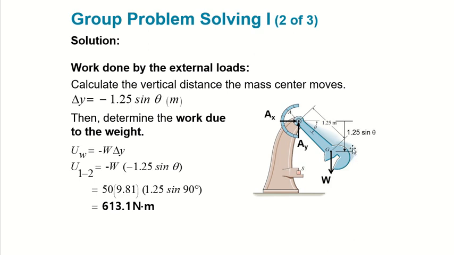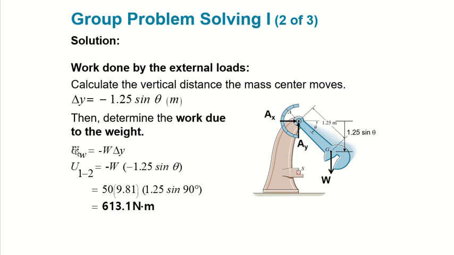So that's 1.25 sine theta, okay? Of course, it's going down, so therefore it's the negative direction. Since this is a distance, your unit is a length unit, meters, okay? And then we have to determine the work due to the weight. Because of this weight, the pendulum is going to move from here all the way to 90 degrees.